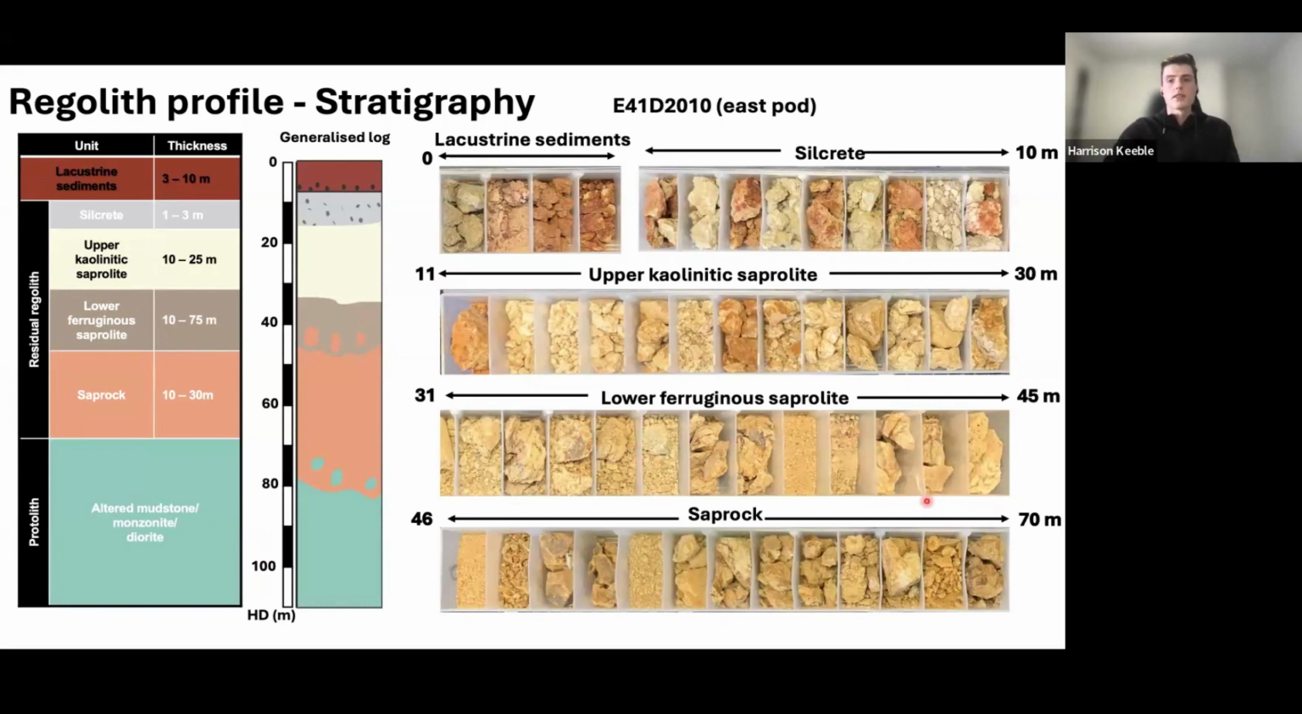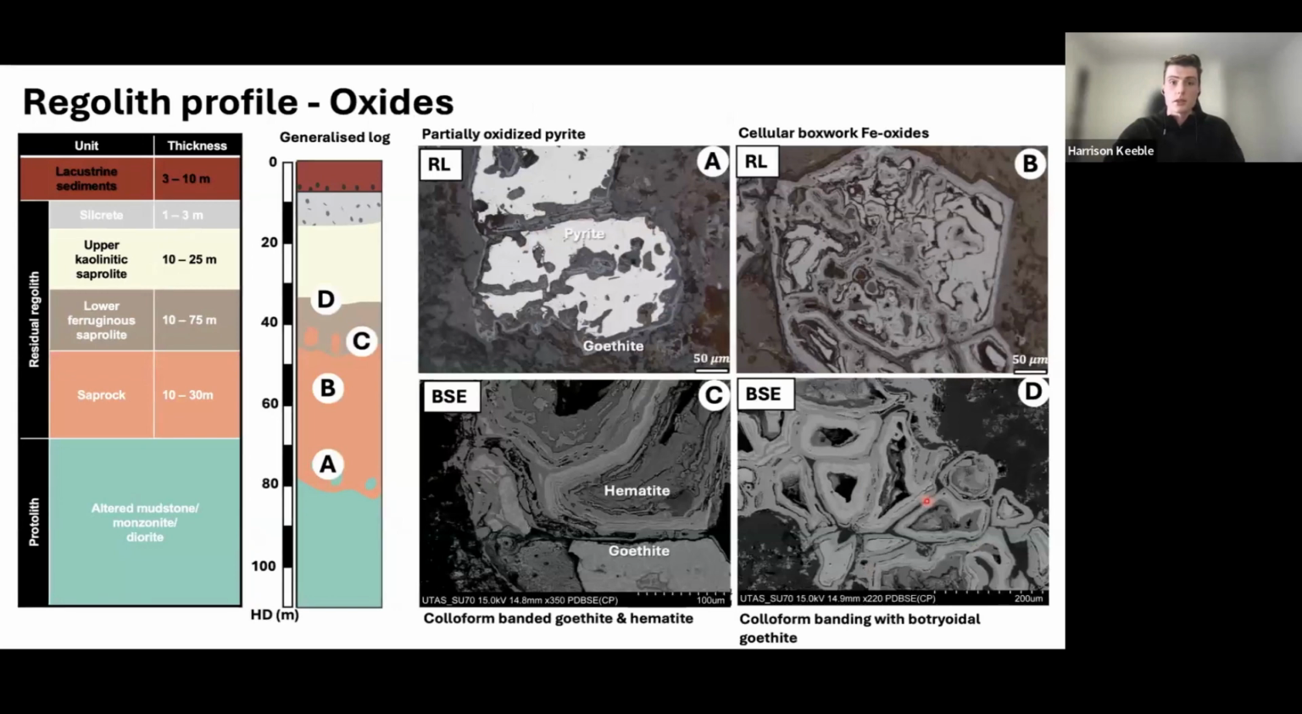So initially, the goal for this project with the regolith was to identify gold and the associated mineralogy. So the first thing we looked at was the iron oxides in the regolith. I did this through reflected light microscopy, as well as a good amount of work on the SEM, which collected some of these images.